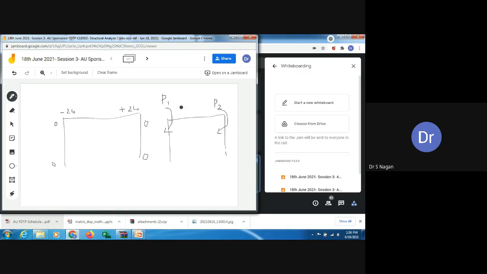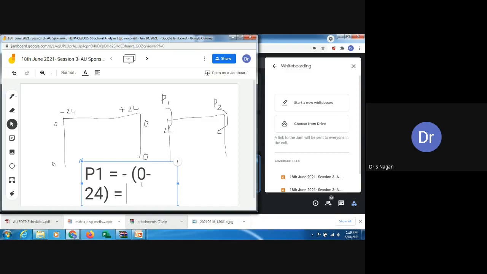Okay. So can you tell me what will be the value of P1? What is the rule to form P1? It is minus of the sum of fixed end moments. Therefore, P1 will be equal to minus of the fixed end moment. The fixed end moment at the corresponding joint is 0 minus 24. So 0 minus 24, which will be equal to, what's the value? Minus minus will become plus 24. Therefore, P1 will be 24.